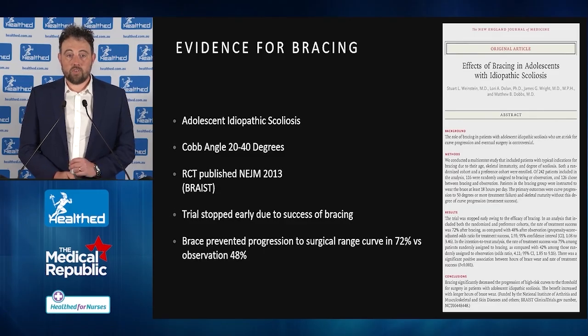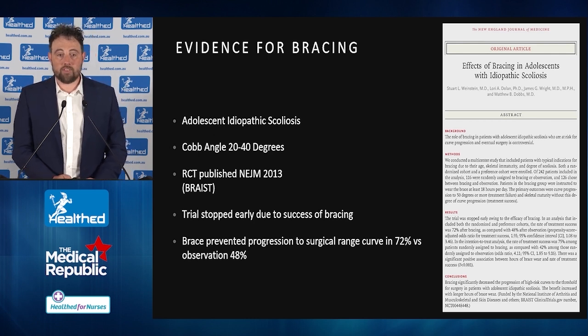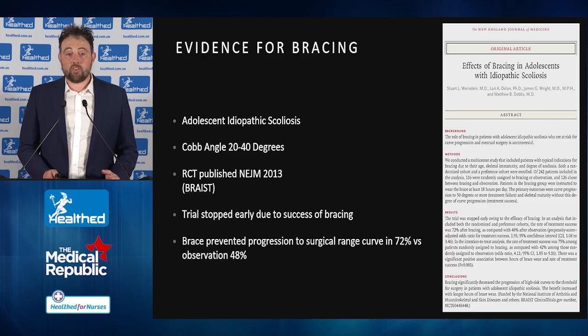So there's very good scientific evidence for bracing in adolescent idiopathic scoliosis. The Cobb angle, as I mentioned before, is typically between 20 to 40 degrees, and this is a randomised controlled trial published in the New England Journal of Medicine in 2013 called the BRACED trial. This trial was actually stopped early due to the success of bracing because the brace prevented progression to surgical range curves in 72% versus less than 50% of the patients managed without a brace.